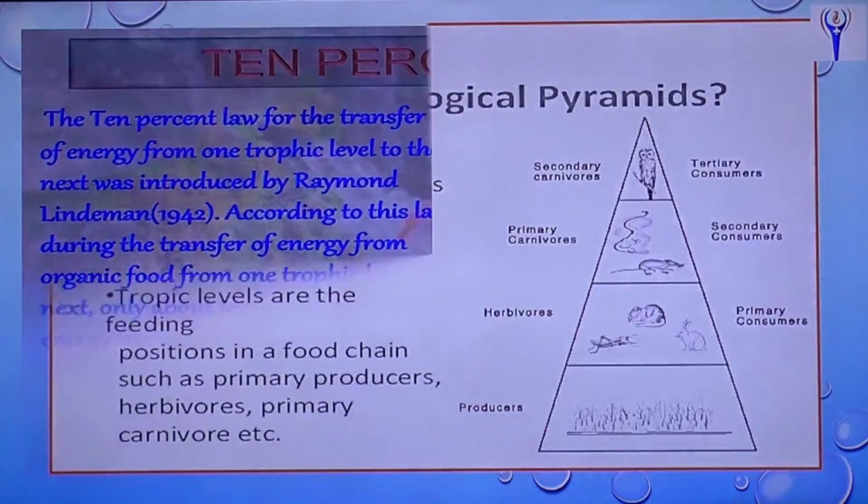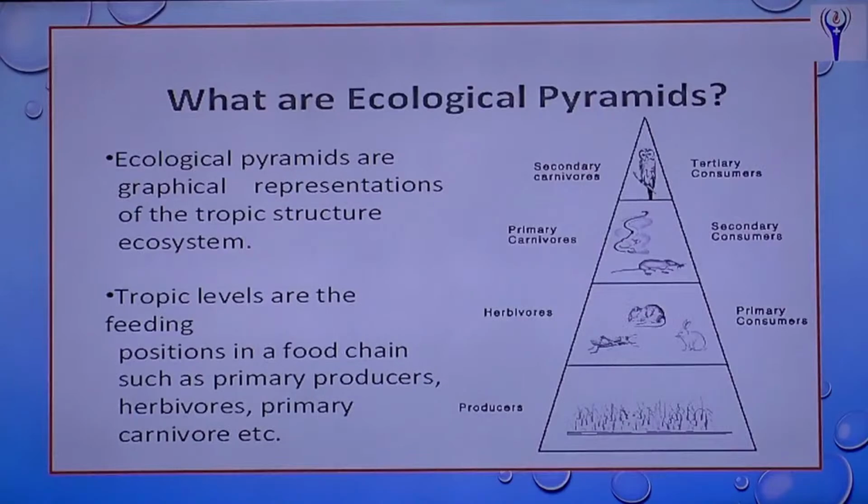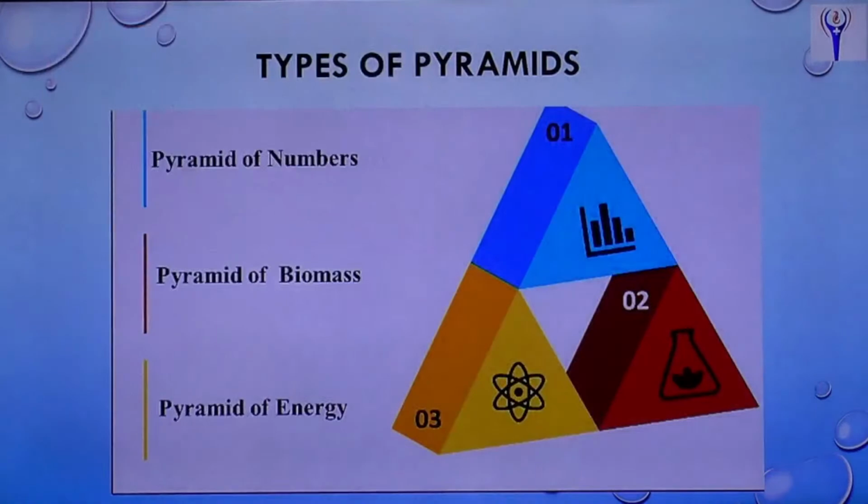And the next is the ecological pyramid. It is a graphical representation of the trophic structure of an ecosystem. In this, the base will be the producers and the top will be occupied by the consumers. And there are three types of pyramids. The first one is the pyramid of numbers, then the pyramid of biomass, and then the pyramid of energy.